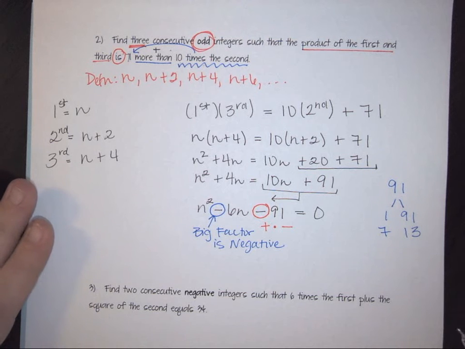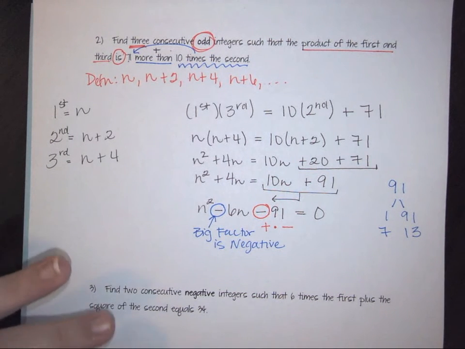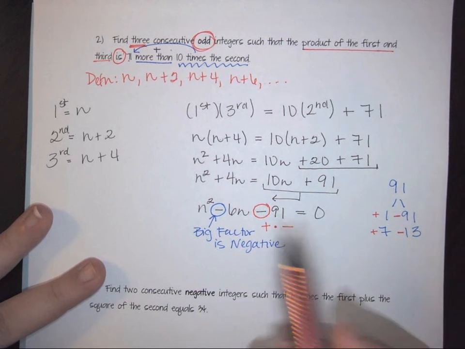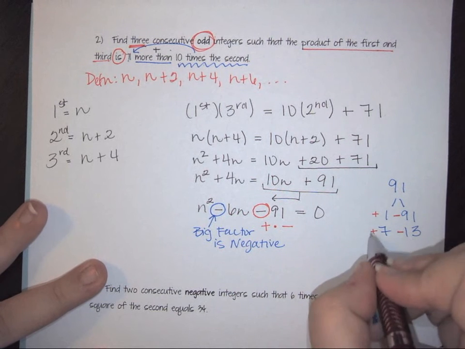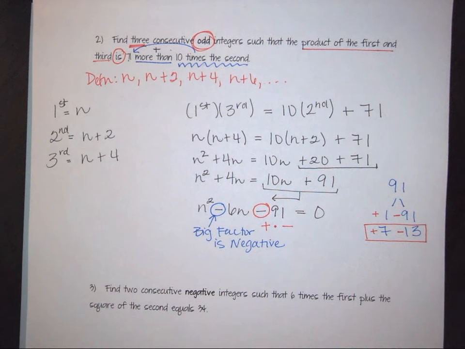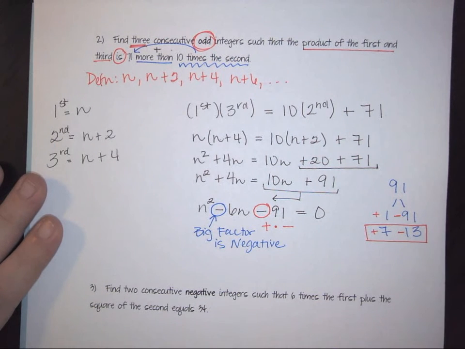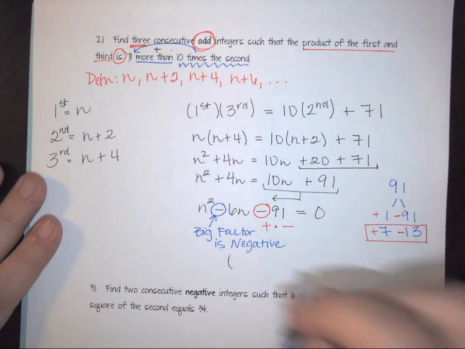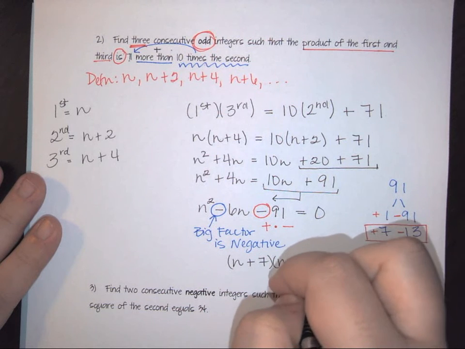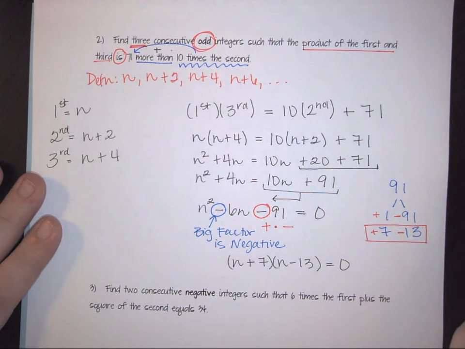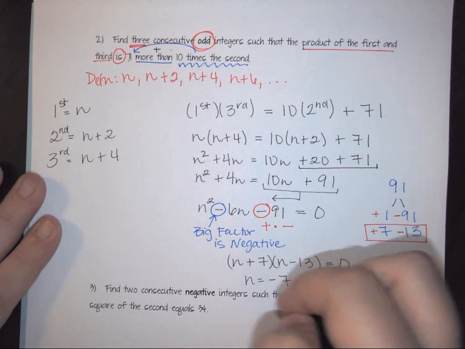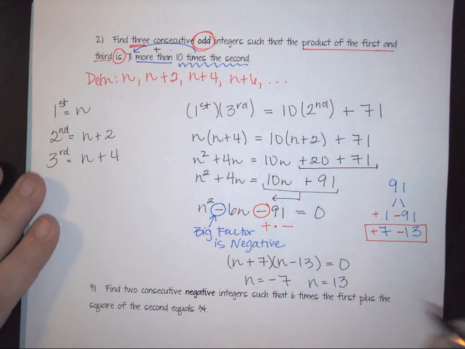So here I have to look again at my bigger factor is negative. So these two numbers here are negative and my front factors are positive. And I need it to come out to be negative 6. So here 7 minus 13 is going to do just that. So when we look at it, this is going to tell us that we are going to have n plus 7 times n minus 13 equals 0. So solve them both, and we get that n equals negative 7 and n equals 13.